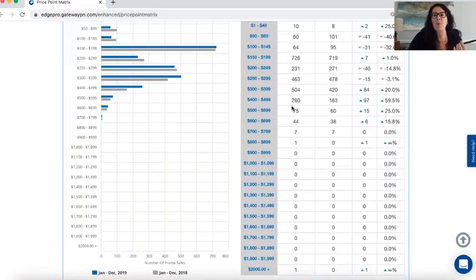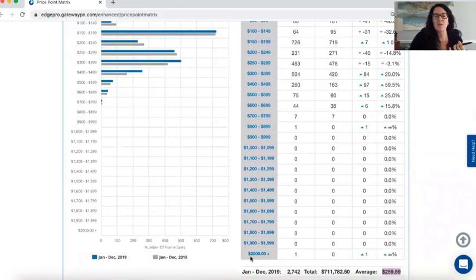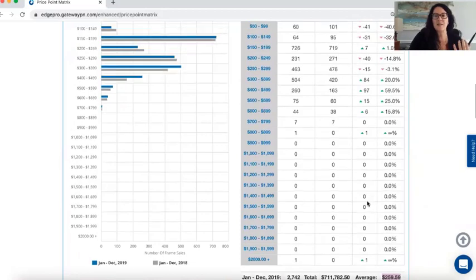But one thing that I want to point out is we've done a great job. You can see here that the 300 to 399 bucket has increased, as well as the 400 to 499 and the 500 to 599. Same thing with our 600 to 699. Our $700, $800, those have all relatively remained the same year over year. And in 2019, what helped boost this average as well is that we had a frame sale that was $2,000. So that's fantastic.